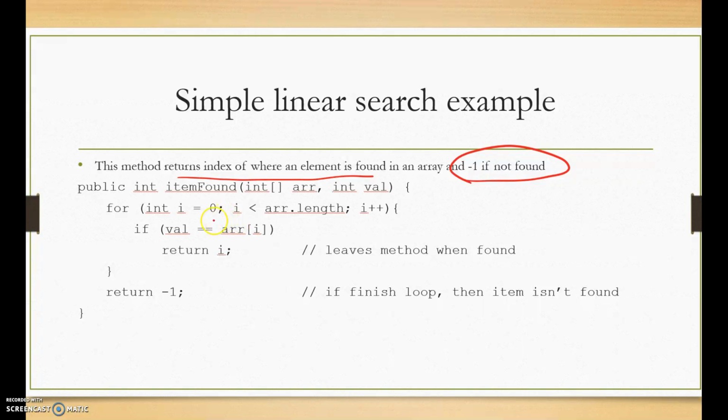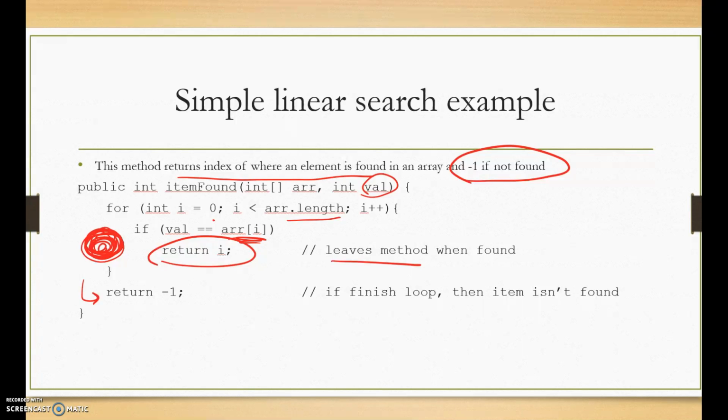So here I'm starting at the first, going to the last, and I'm checking to see if the value passed in that I'm searching for is found at that current array entry. If it is found, I automatically leave the method and return that index. If I have managed to go through all of the values and I still haven't found it, then if I get to this statement, that means I've finished the loop, the item was not there, and I want to return a -1.